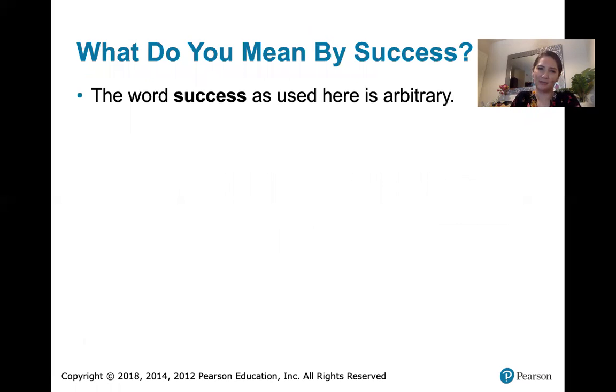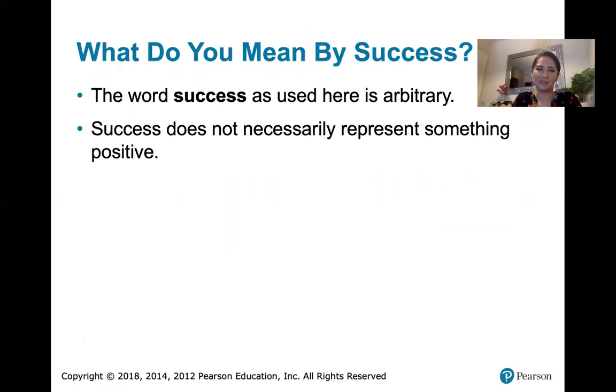Now, this word success that we keep using is arbitrary. Anything can be defined as success. Success doesn't necessarily have to represent something positive. So if you're talking about a birth and whether a girl or a boy is born, you've got one of those two possible outcomes. You could define having a boy as success, or you could define having a girl as success. And when we say that having a boy is success or having a girl is success, we're not saying anything negative about one gender group or another. We're just saying this is the one that we're calling success, and this is the one that we're calling failure for the purposes of our statistical analysis.